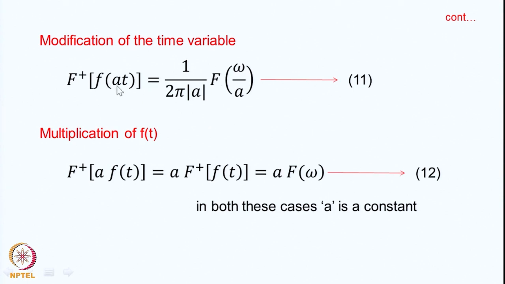If f of minus t is the same as f of t, then f of omega will be the same as f of minus omega. I mean, this easily proves the earlier theorem.